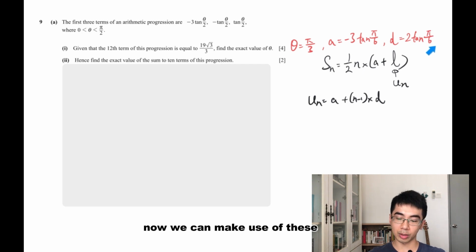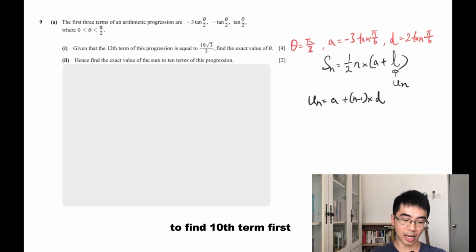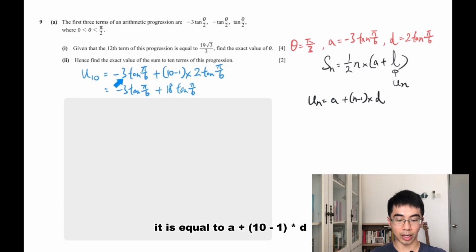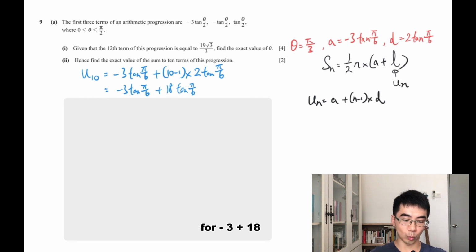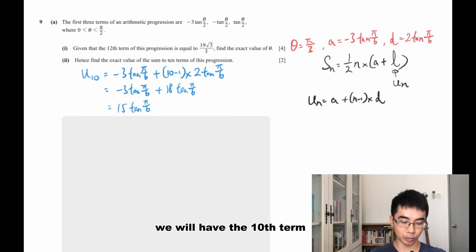So now we can make use of this to find first the 10th term. It is equal to a plus bracket 10 minus 1 times the common difference, and then simplify this, we will have something like this. So negative 3 plus 18, we will have the 10th term should be 15 tangent pi over 6.